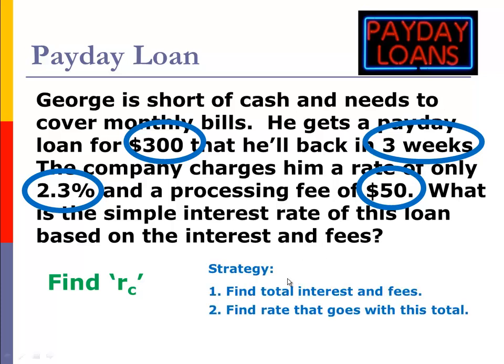The strategy we're going to use is to first find the total interest and fees. We've got the fee. Now we have to figure out the interest charged off that 2.3% for a 3-week period. We'll put those together, and then we'll find a rate based off that combined total. That's our goal.